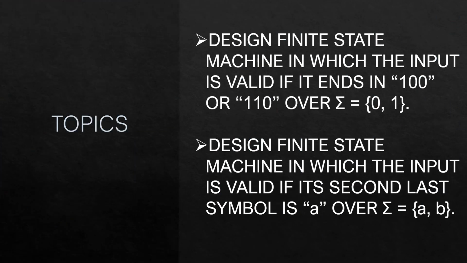In the previous session, we have already designed our FSM as string validator. In this, we are going to validate an input string if it ends in 100 or 110. And another machine is going to validate a string if its second last symbol is A. So let's begin.